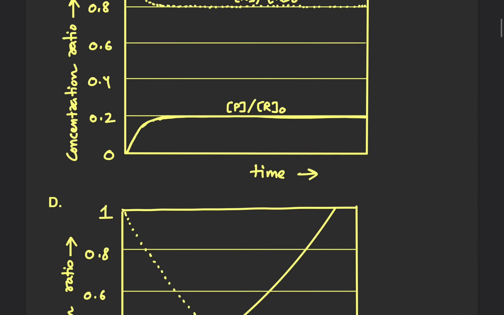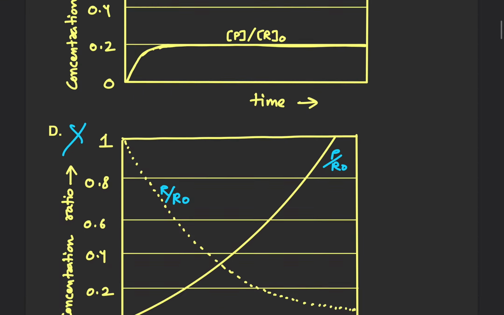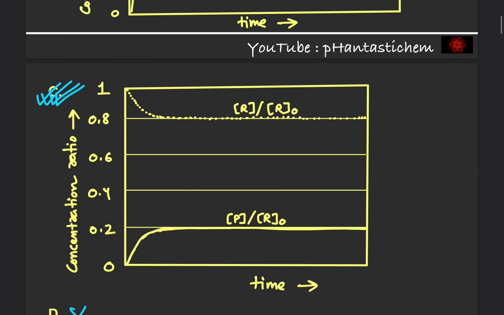And in D, the values of P by R naught keep on increasing exponentially and R by R naught keeps on decreasing exponentially, which is incorrect. This is our P by R naught and this is our R by R naught. So this is incorrect, therefore this is also ruled out. So the final correct answer is option C. Okay, thank you.